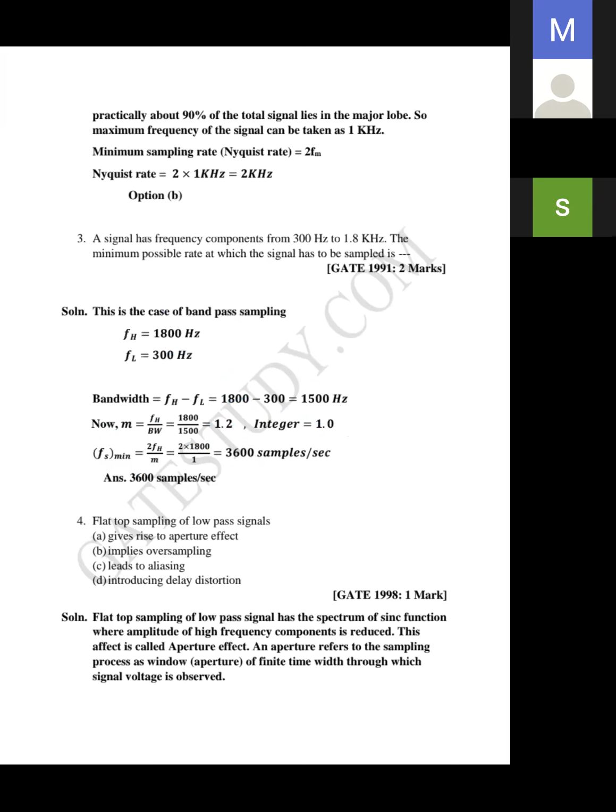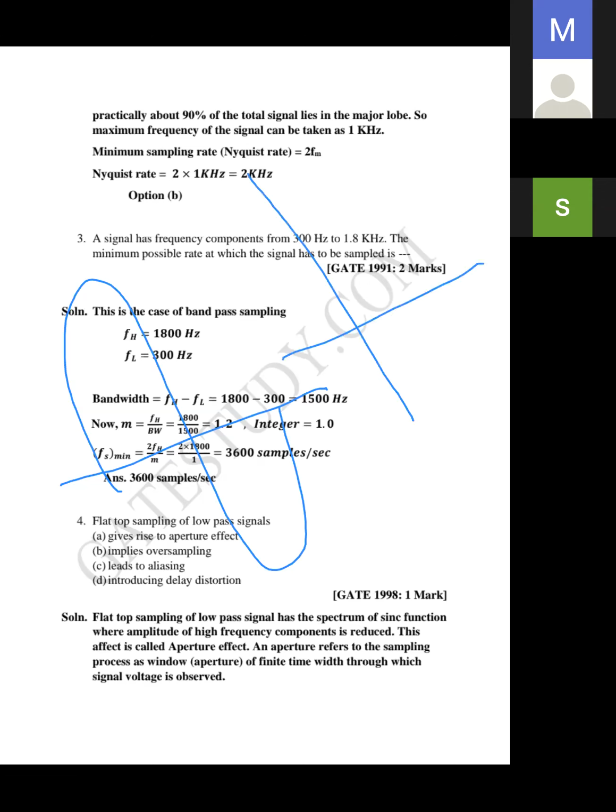Sampling can be done as normal sampling or flat top sampling. Normal sampling means directly sampling the given signal. Flat top sampling is nothing but we consider a rectangle where sampling is done at the flat top, so everything at the edges we are going to do flatly.